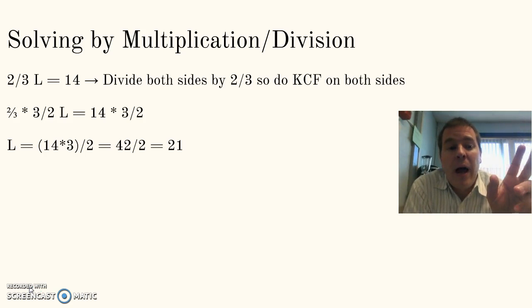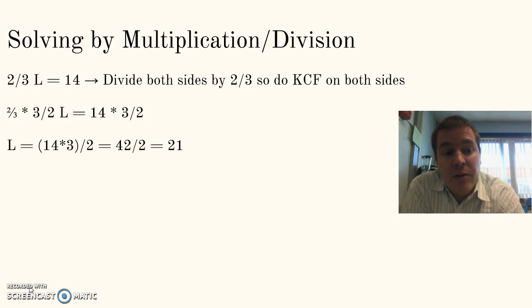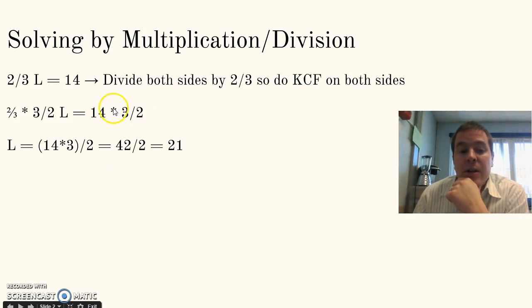All right. So how we solve for L is, if you think about it, it's 2/3 times L equals 14. So we do the inverse operation, which means we need to divide by 2/3 on both sides. Well, when you divide by 2/3 on both sides, think of the keep, change, flip. You're going to keep 2/3. You're going to change the division to multiplication, and then you're going to flip 2/3 to be 3/2. And then on the other side, you're going to keep 14. You're going to change the division to multiplication, and then once again change 2/3 to 3/2.